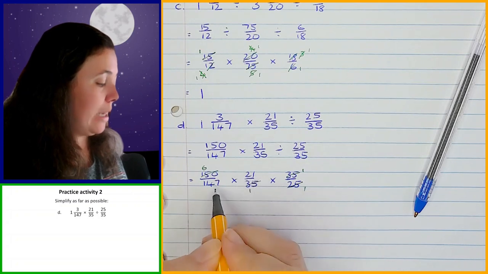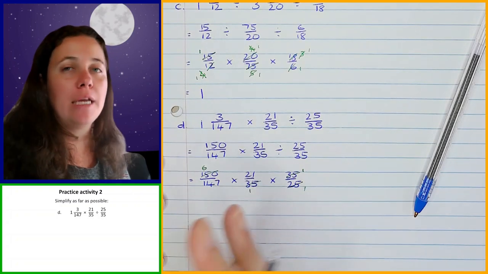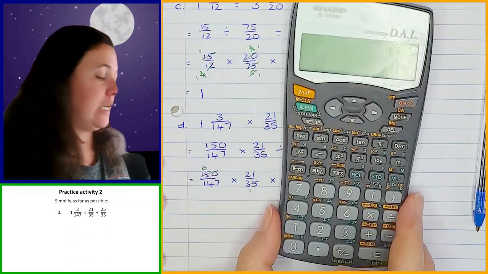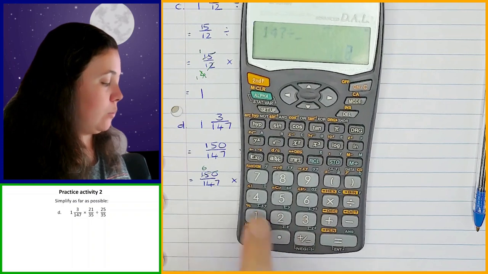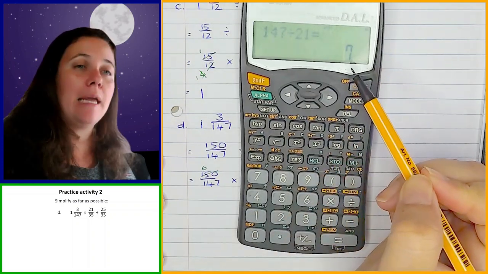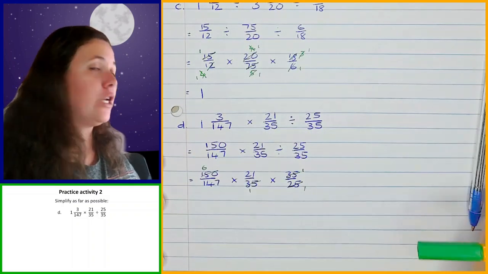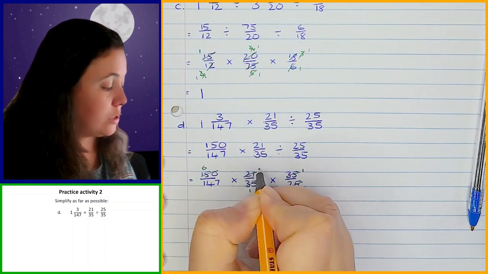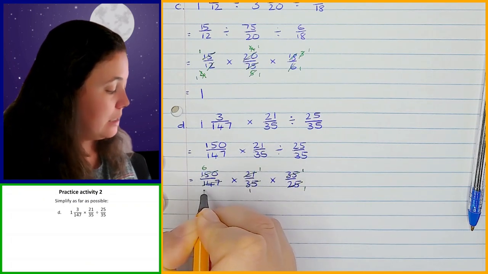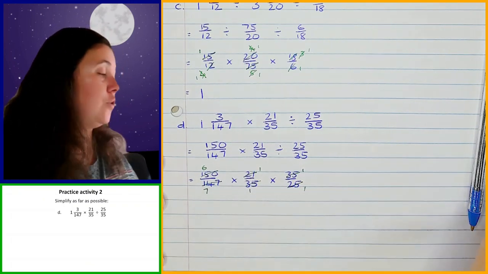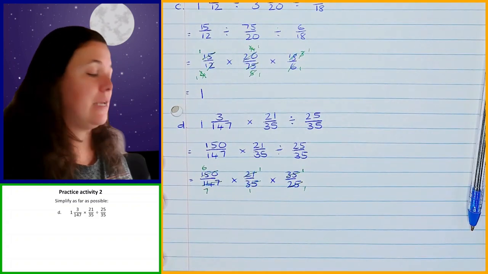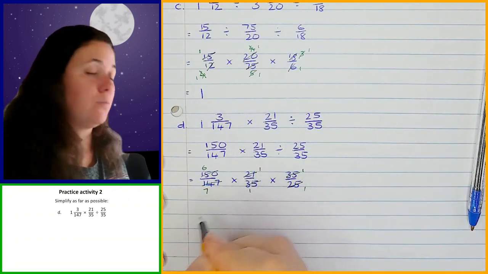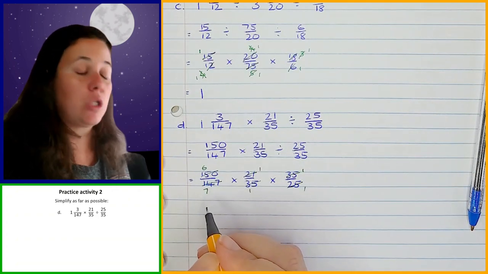Then here I've got 21 and 147. Now, I don't know, just looking at it, if 21 goes into 147, but it's always wise to just check. So I'm going to use my calculator. I'm going to check 147 divided by 21 equals, and yes, it does go in evenly. It goes in 7 times. So I don't need to use smaller factors. I can straight away divide by 21. 21 goes in there once. 21 goes in there 7 times. If I didn't do that, I would have had to divide by 3, divide by 7, but I can use my calculator to check, and I can see, okay, 21 goes into both of those, and I can divide straight away by 21.